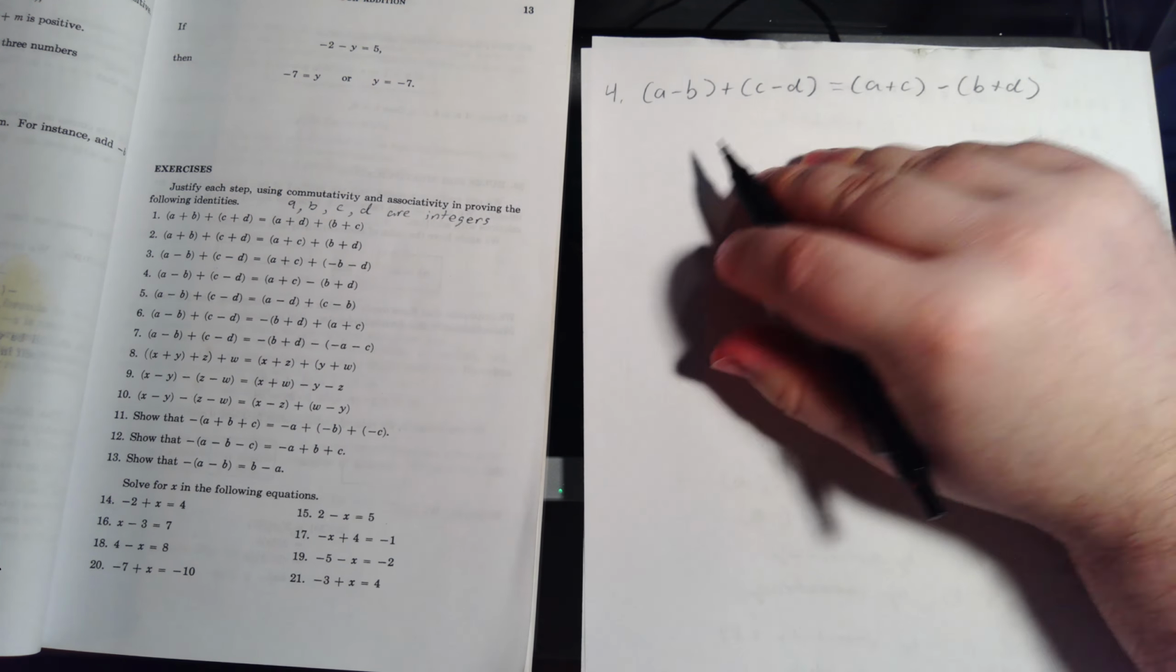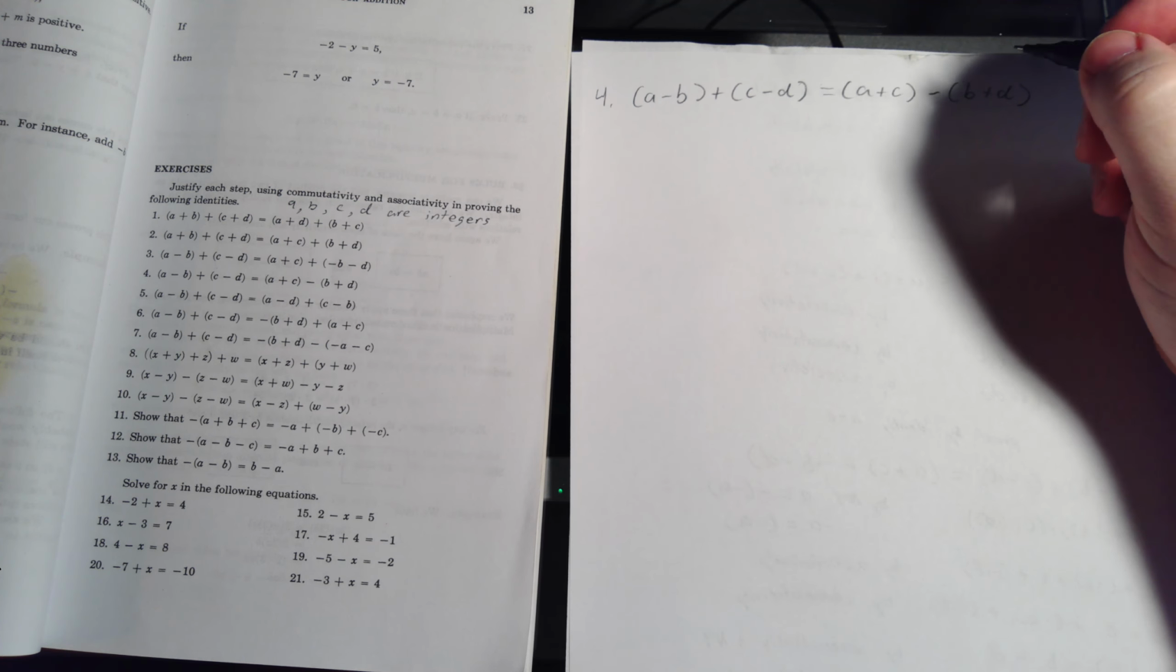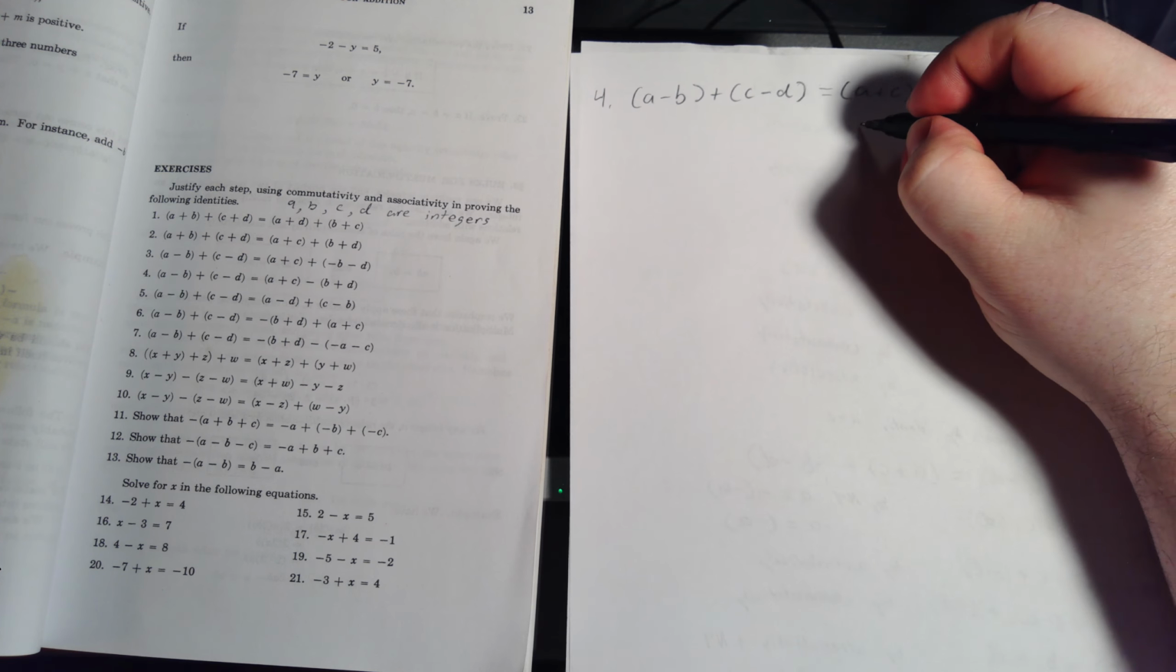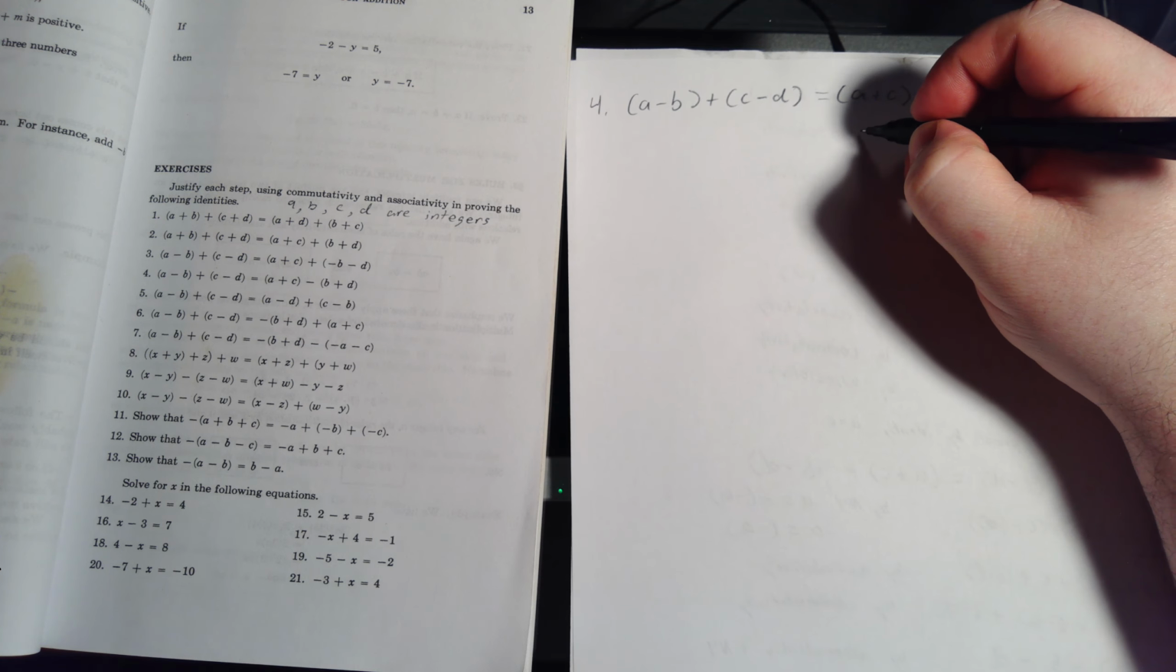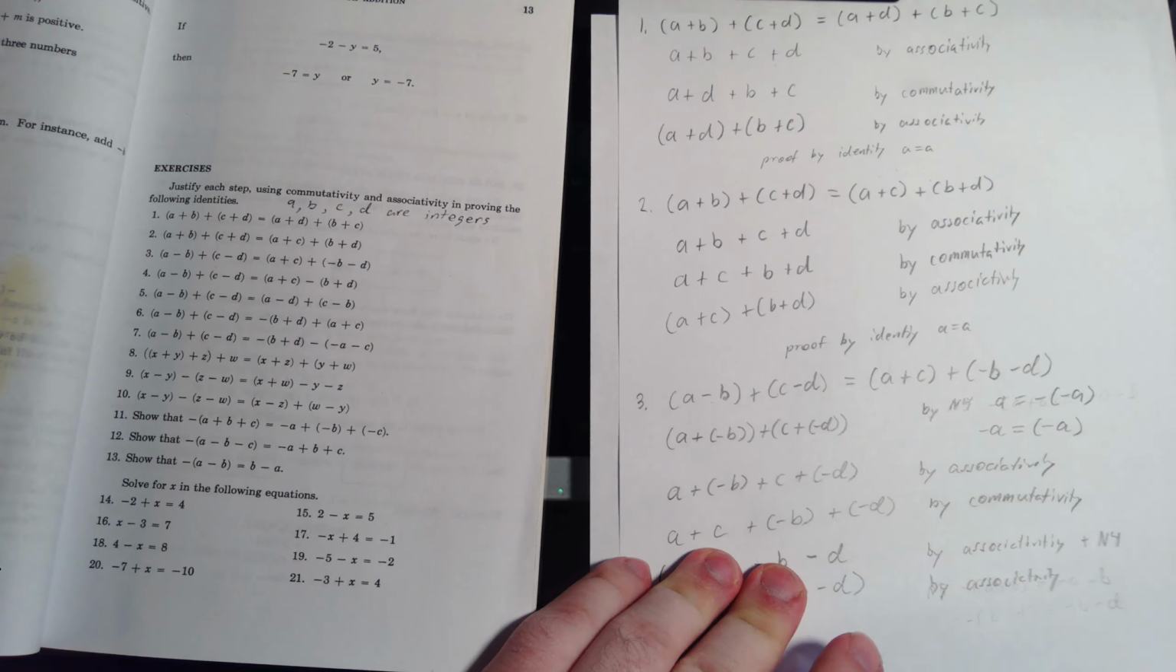So then, check if I wrote down the correct. Okay, so we have A minus B in parentheses plus C minus D in parentheses is equal to A plus C in parentheses minus B plus D in parentheses. So let's simplify using associativity. And I believe, what did I use before? N4.